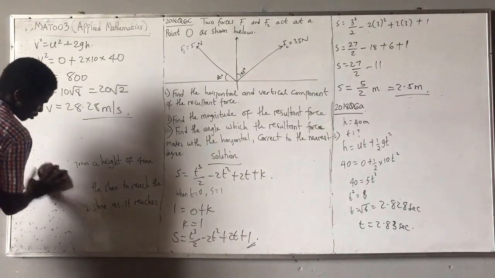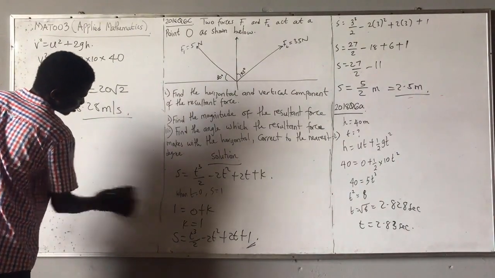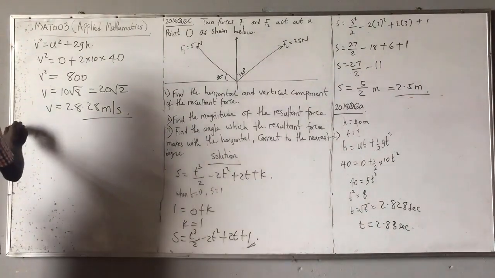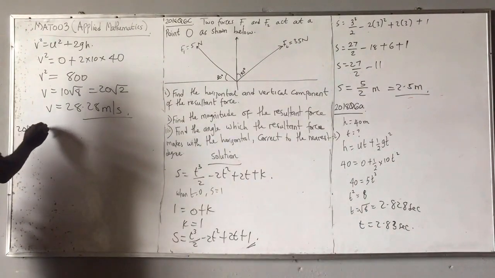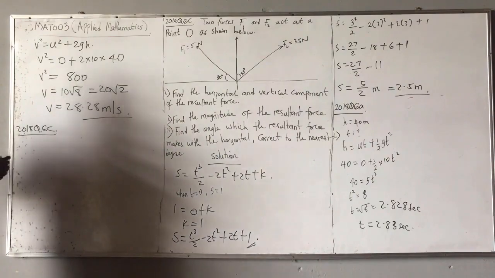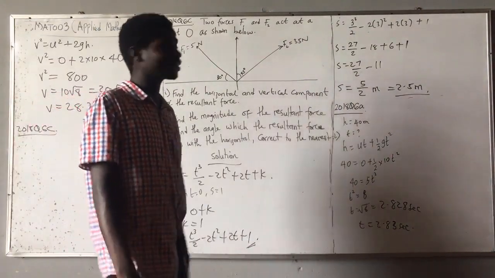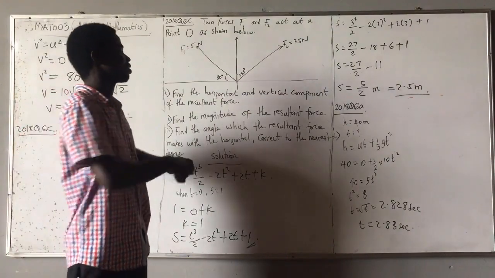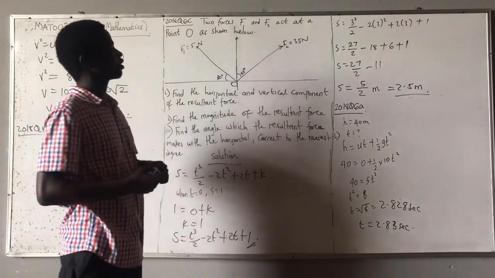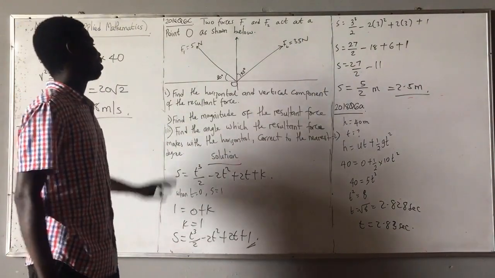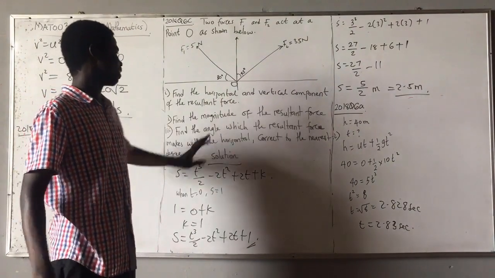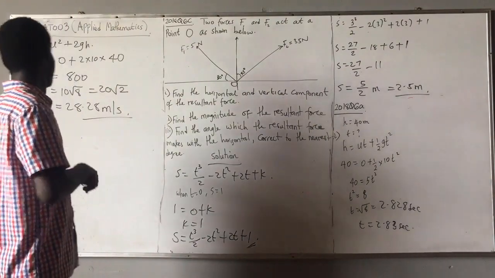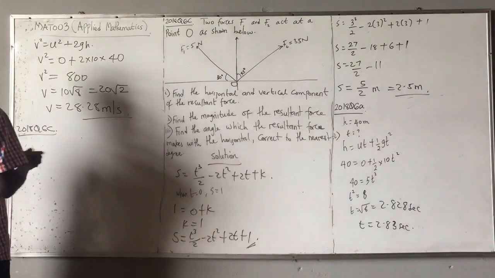Now, the last question, question 6C of 2018. Now, you are told to resolve this force. So for this F1 and F2 at point O, this is the point O here, as shown below. This is it. Now, find the resultant and vertical component of the resultant force. Now, what happened here? Let us see what will happen.